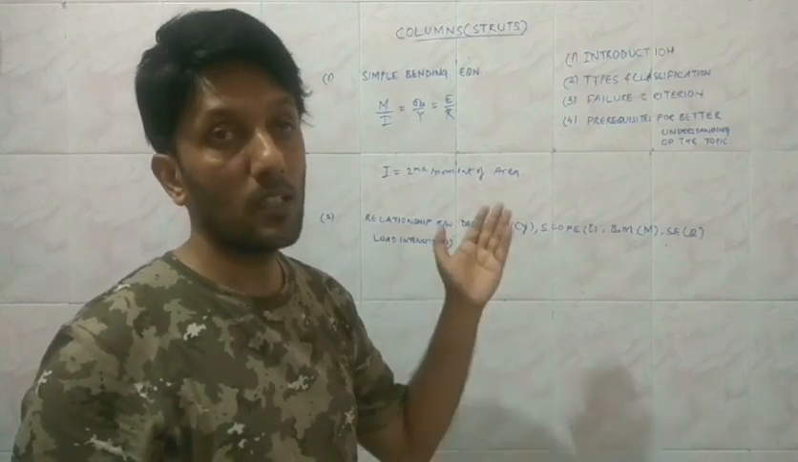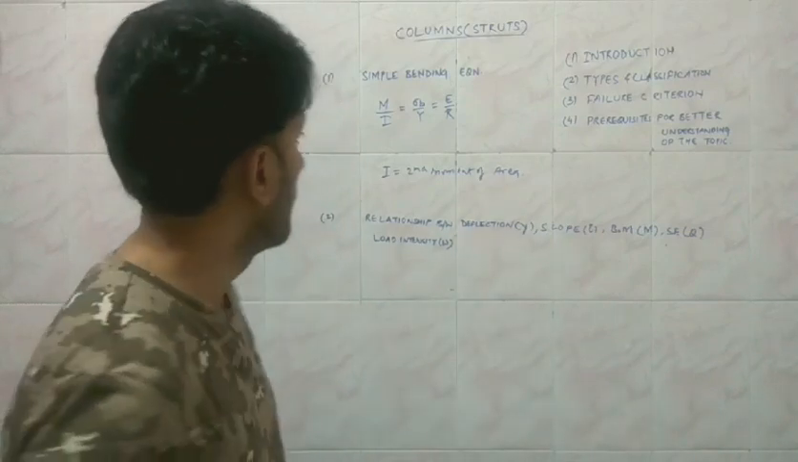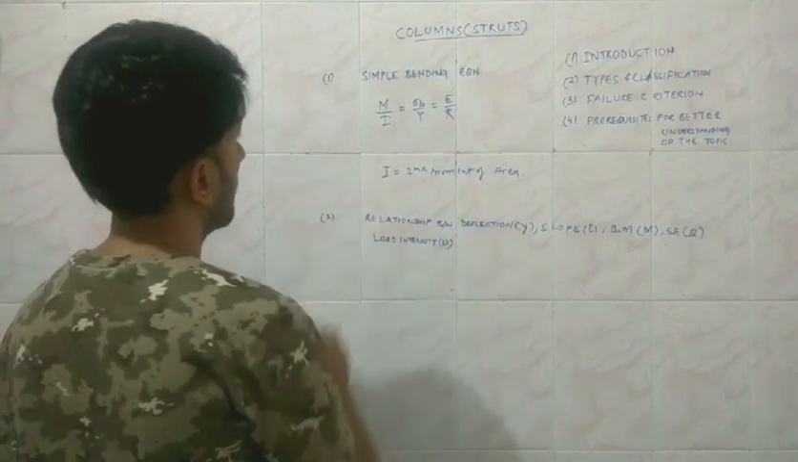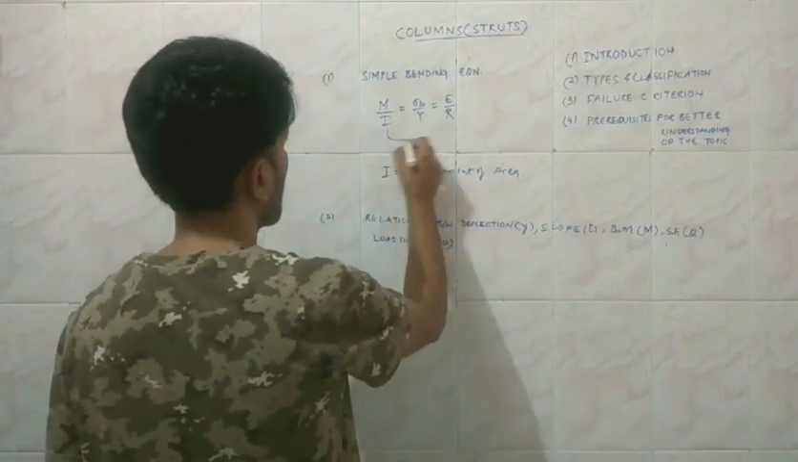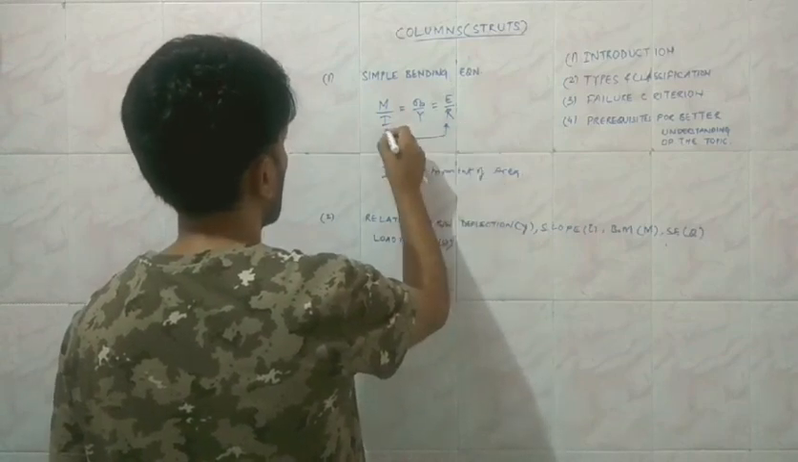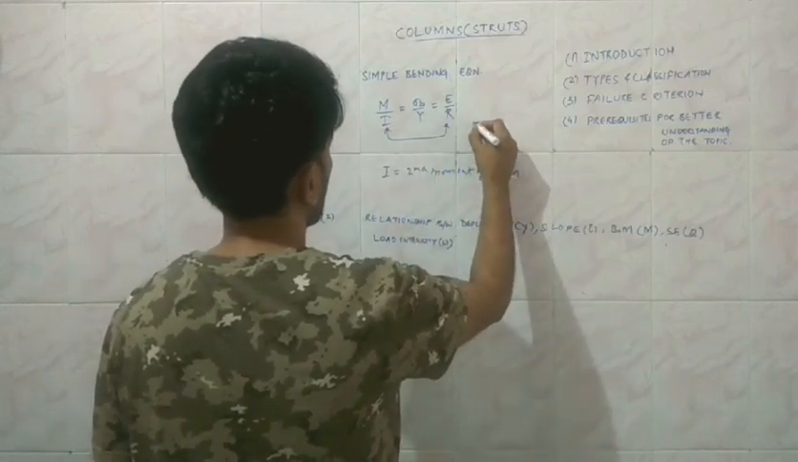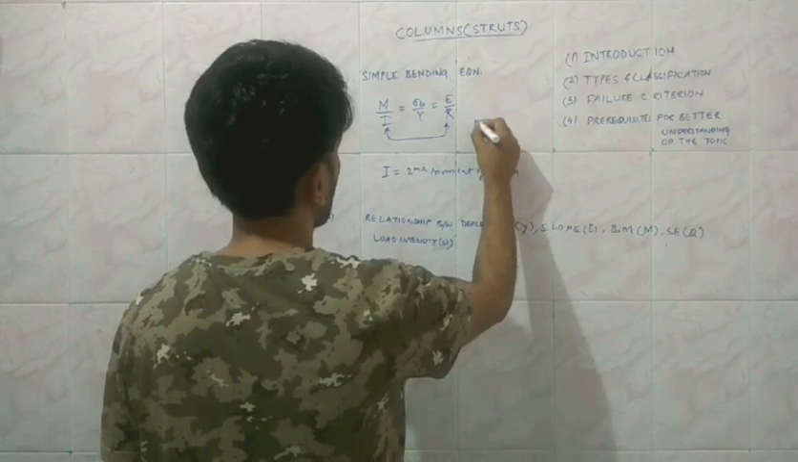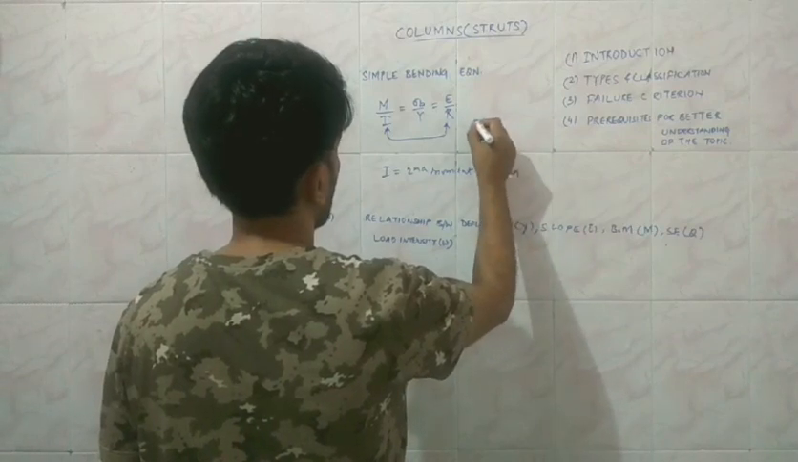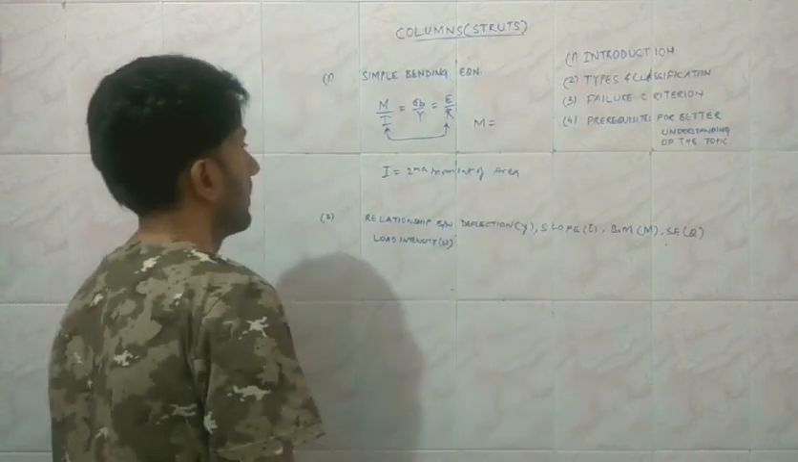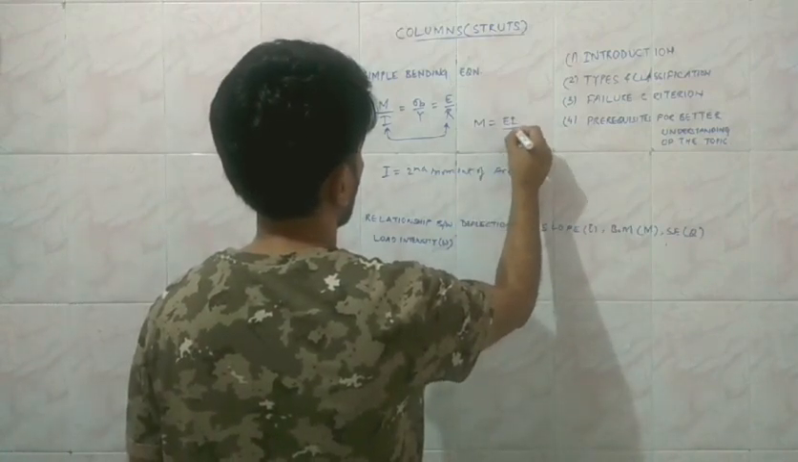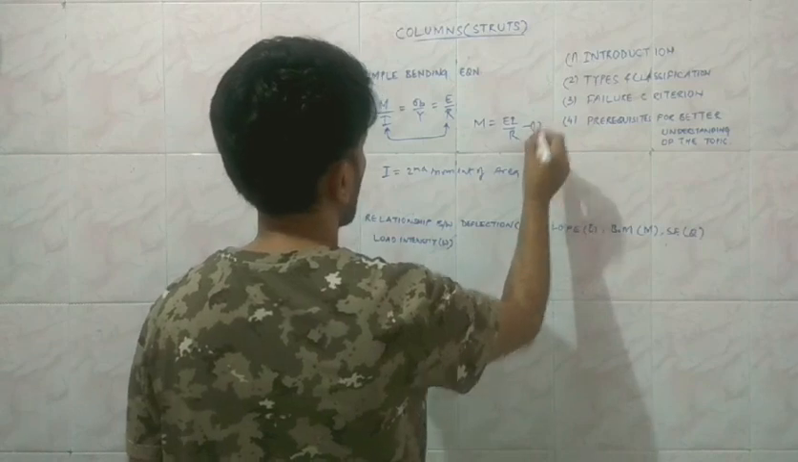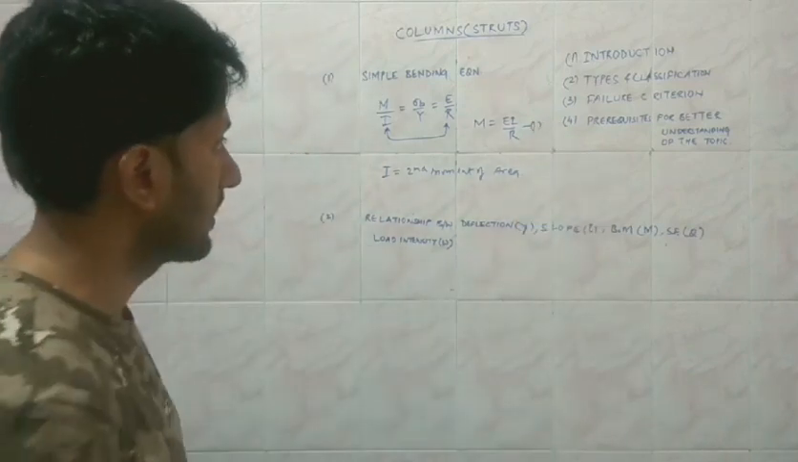So within the proportional limit, E remains constant. This is the bending equation we need to remember, and moreover we need to consider this pair because it is going to be used later on. From this pair we know that the bending moment M is equal to EI upon R. This is equation 1, which we are going to consider later on.